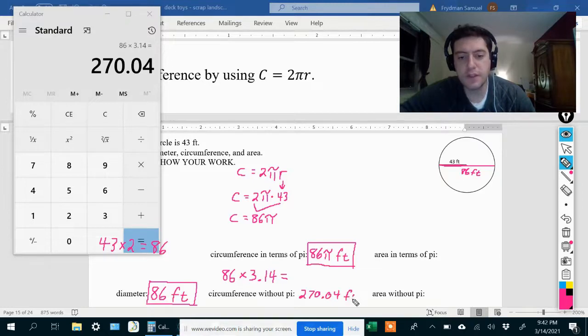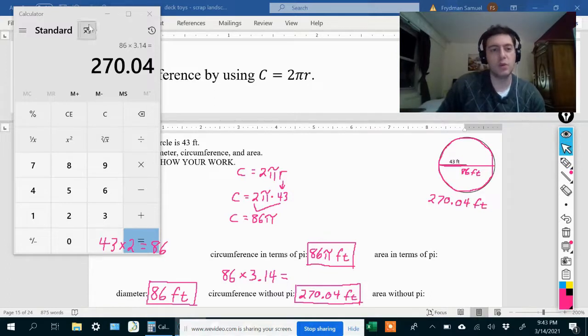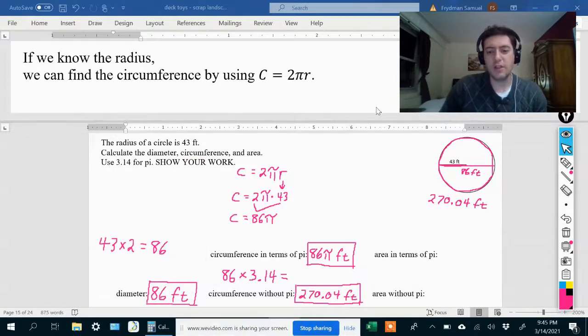Okay, and that's still feet. All right, so that's telling us that the length all the way around this circle, the circumference of that circle, is about 270.04 feet. I'm saying about because we did approximate when we used this approximation for pi. All right, so now let's move on to area.